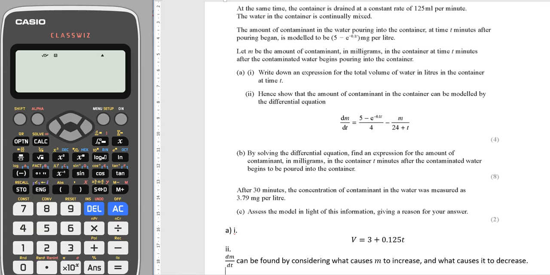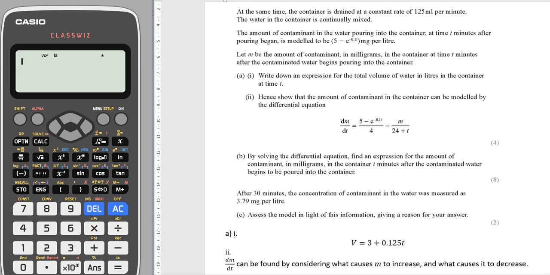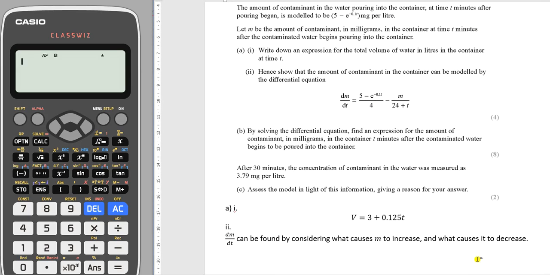Now, what's causing the increase is quite obvious. It's increasing because contaminated water is pouring in. We know how rapidly it's pouring in, 250 mils a minute, and we also know how much of that water is contaminant. So for every 250 mils of water, we're going to get a quarter of this number of milligrams, because this is the number of milligrams per litre. In fact, you can straight away see where this bit comes from. But essentially, that (5 minus e to the minus 0.1t) over 4, that is the increase due to the contaminated water pouring in.